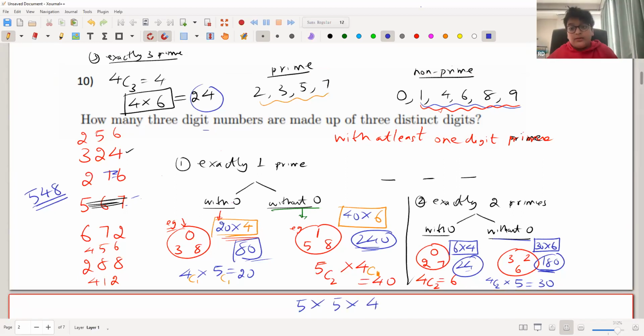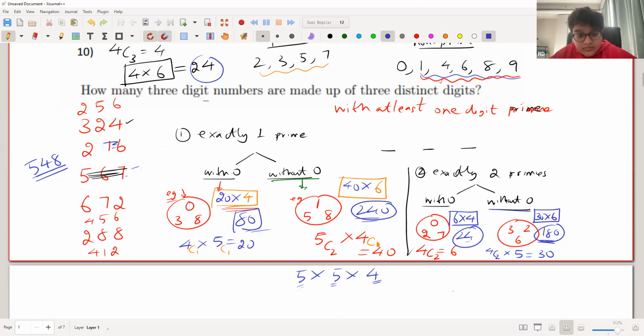So there are 4 prime numbers, right? So I put them separately, and then I took the other 6 that are there, but 0 cannot come in the beginning. So I put 5 and then into 5 because of that. But you're forcing the first 2 digits to be non-prime and the third digit to be prime in doing so.